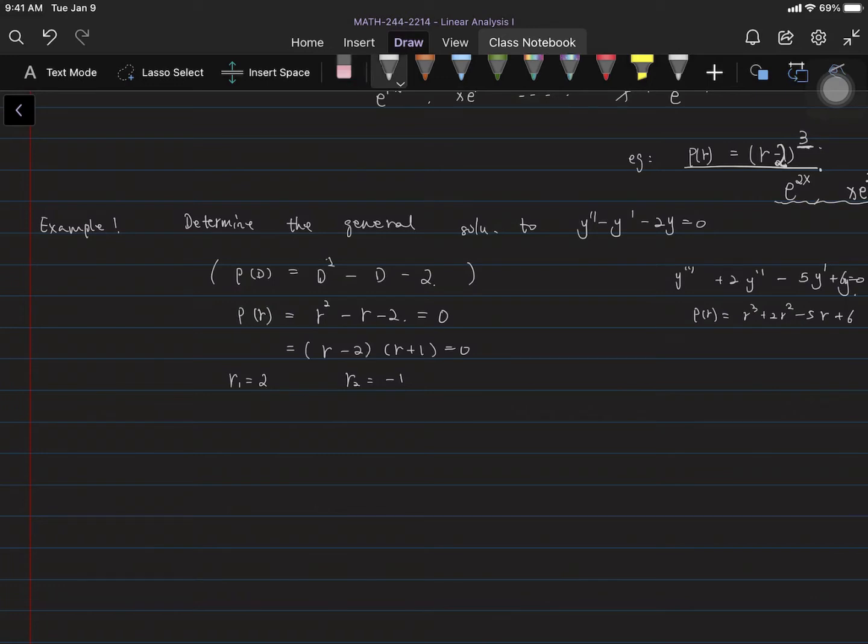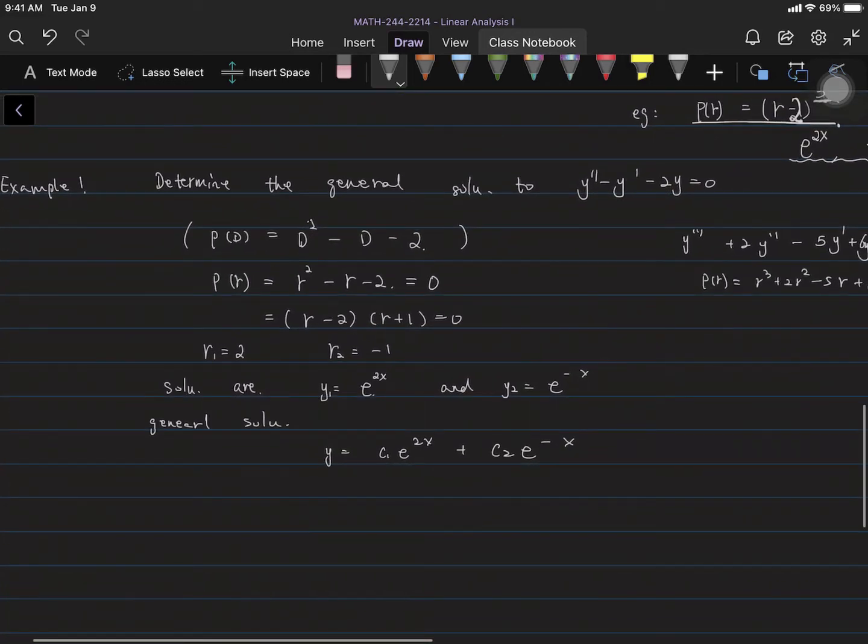So what are the solutions? We have 2 independent solutions, which are e to the 2x and e to the negative x. What's the general solution? The general solution is the linear combination of those two, so it should be c1 e to the 2x plus c2 e to the negative x. So this is the general solution.